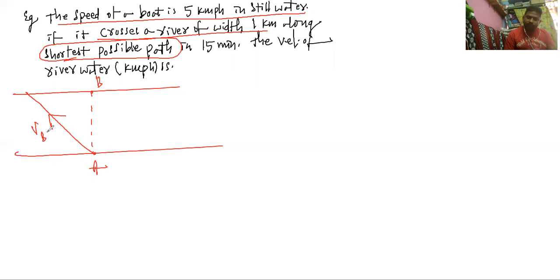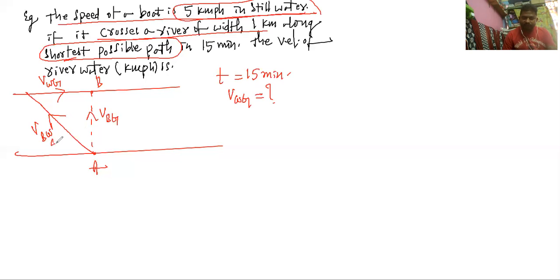Velocity of the boat with respect to water must be like this, right? This is the velocity of the water with respect to ground, and this will be velocity of the boat with respect to ground. Okay, so now it is making the shortest possible path in a time of 15 minutes, my dear students. The velocity of the water with respect to ground, we need to check. Given data: speed of the boat is 5 kilometers per hour in still water. I told you already, speed of the boat is 5 kilometers per hour, my dear students.